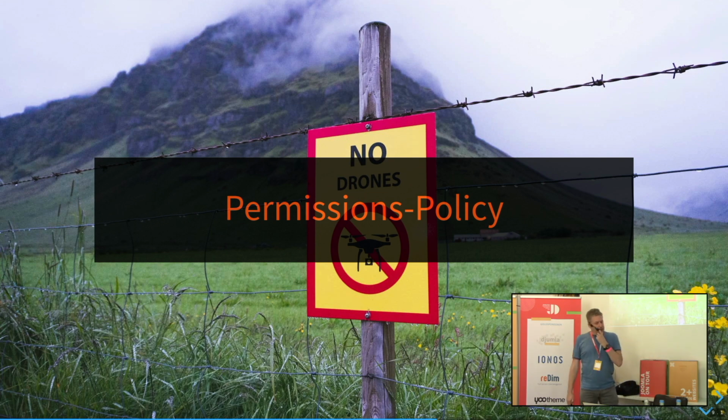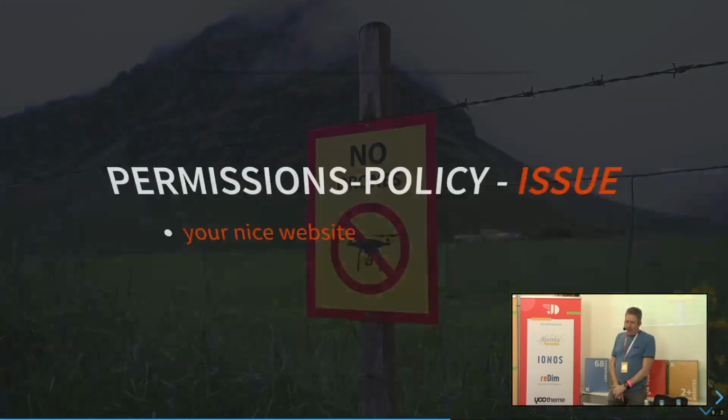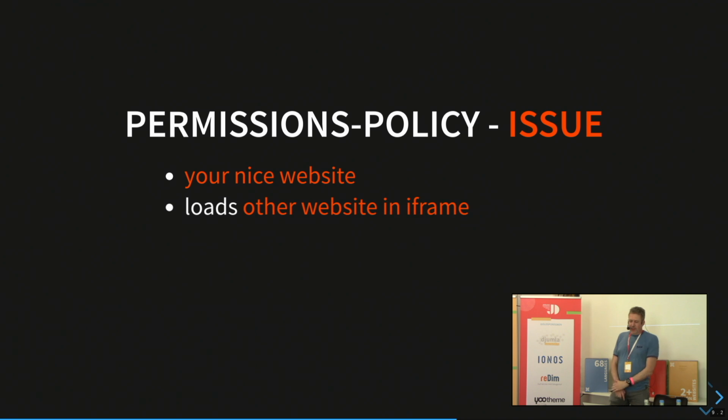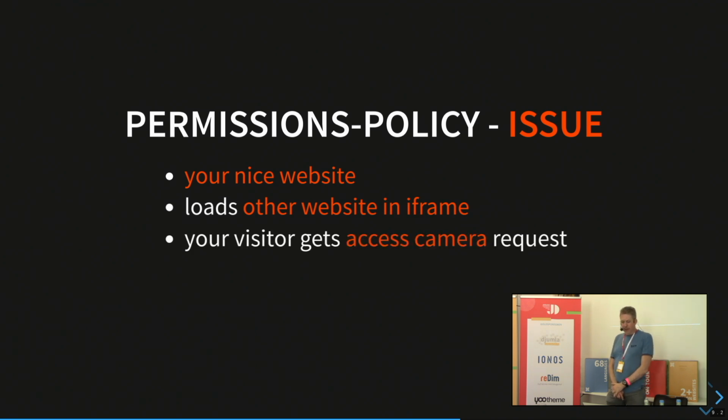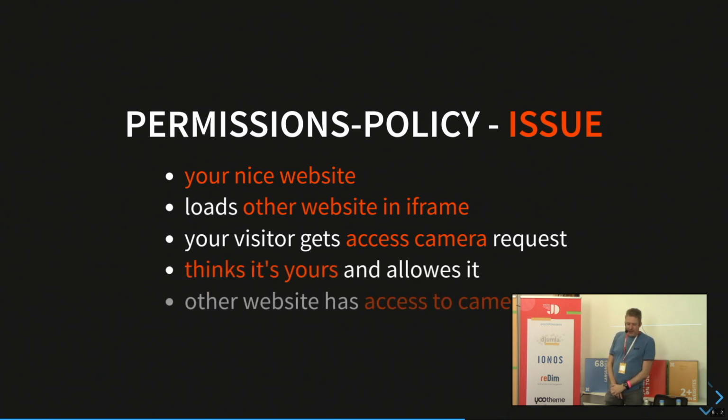Then the Permissions-Policy. Your website is loaded in an iframe, and the other website asks for the camera or maybe the geolocation. You see that a lot. You go to a website, you get a geolocation request. But what if another website asks for it? You don't want that. So you want to prevent that, if visitors visit your website, you don't allow anything if you don't want it.